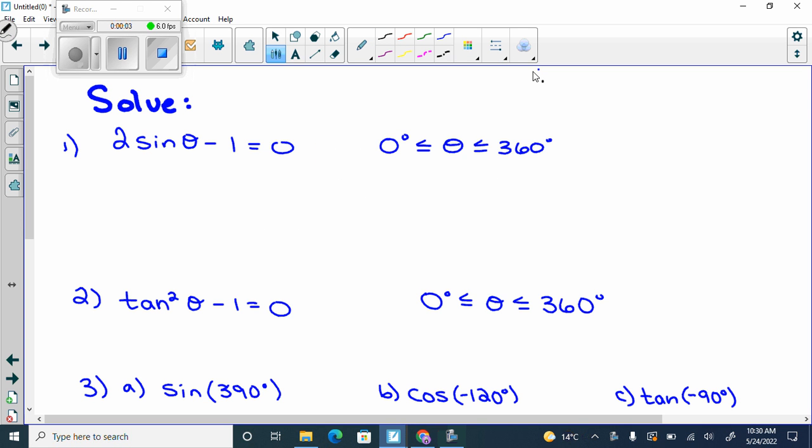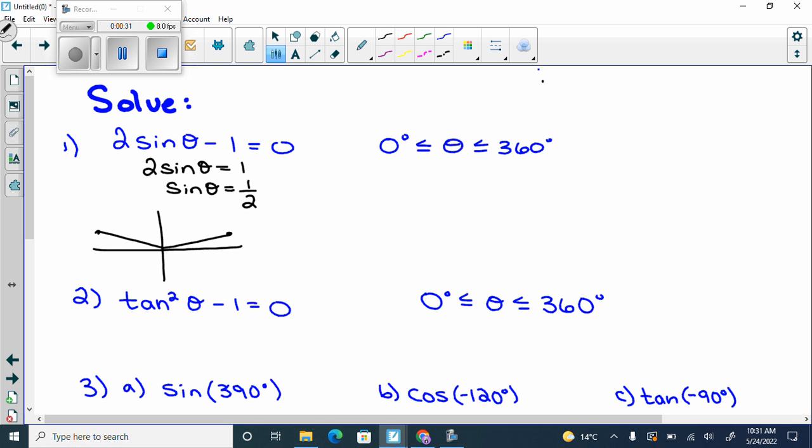So for this one, we'd get 2 sine theta equals 1, and then sine theta equals a half. Now that's where sine equals a half, and sine equals a half where y equals a half, correct? And where is y positive? Quadrants 1 and 2. So we're going to look for quadrants 1 and 2. I'm going to look where y is a half, which is here and here. So it's going to be 30 and 150.